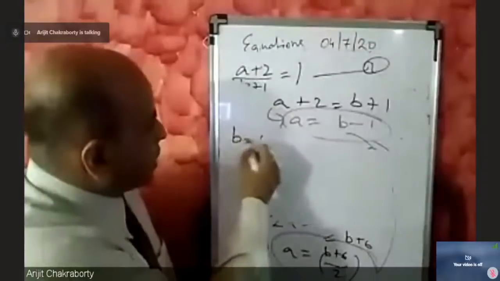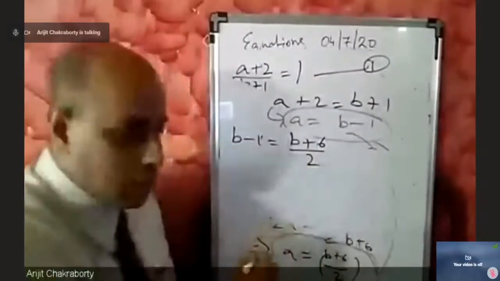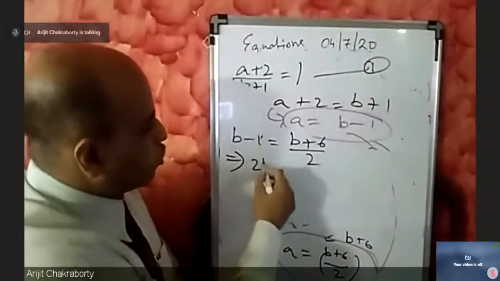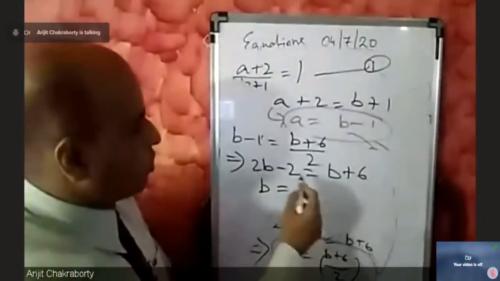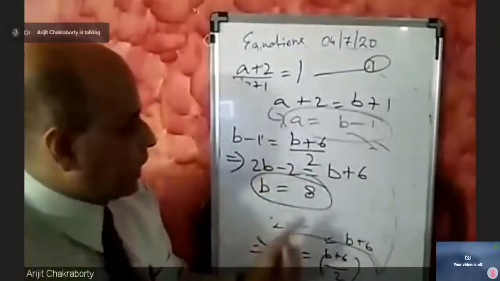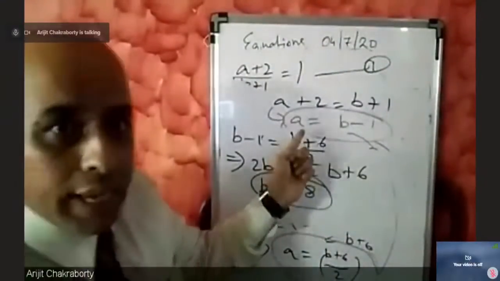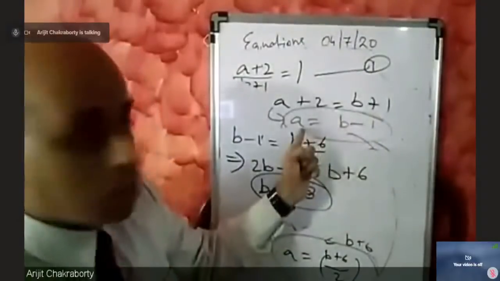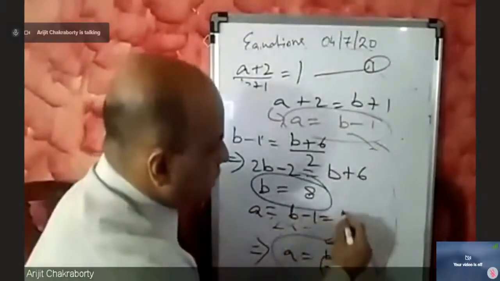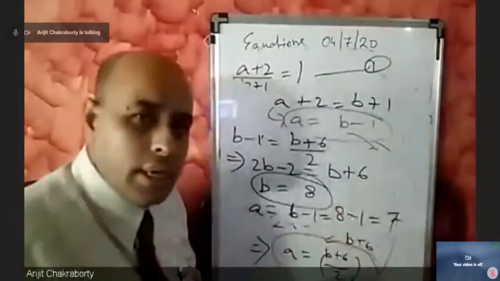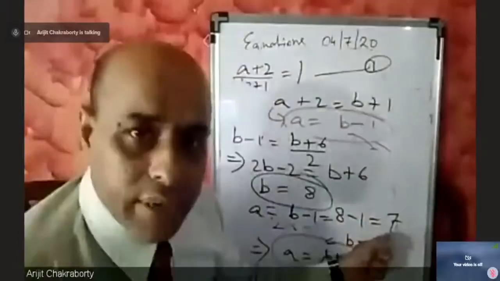So b minus 1 is now equal to (b plus 6) by 2. Again we cross multiply, we get 2b minus 2 is equal to b plus 6. That means b comes to 6 and 2 is 8. So we are getting b equal to 8. Now we already know that a is equal to b minus 1. So if b is 8, then a is equal to 8 minus 1, which is 7. Therefore, dear students, the fraction is a by b, and a is 7, b is 8.